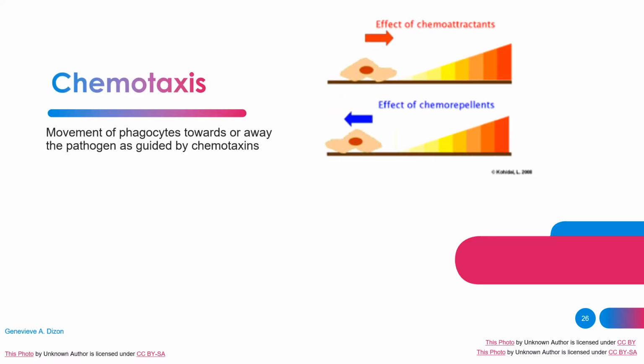Chemotaxis is the movement of phagocytes towards or away from the pathogen as guided by the chemotaxins. Chemoattractants attract phagocytes towards the pathogen, while chemorepellents push the phagocytes away from the pathogen.